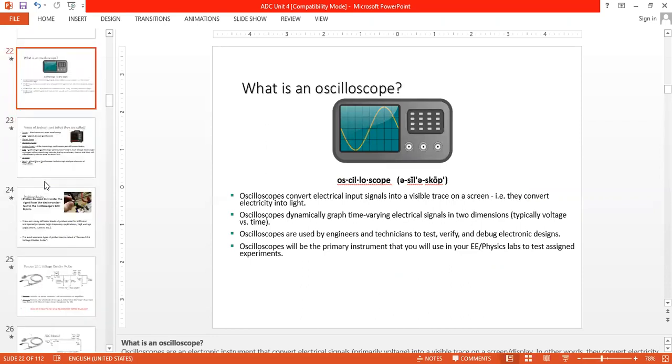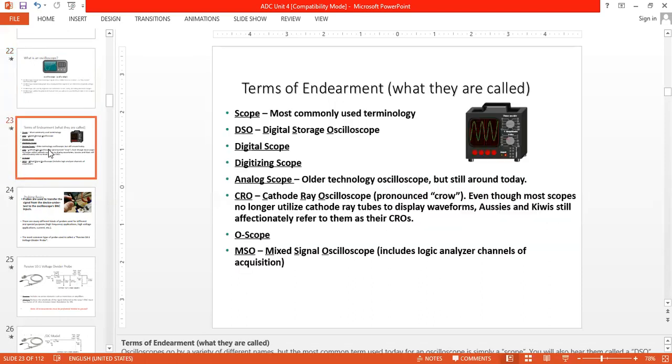Oscilloscopes convert the electrical input signal into a visible trace on the screen. So they convert electricity into light. Oscilloscopes dynamically graph time-varying electrical signals in two dimensions, typically voltage against time. Oscilloscopes are used by engineers and technicians to test, verify, and debug electronic designs. The oscilloscope will be the primary instrument that you will use in your physics lab to test assigned equipment.